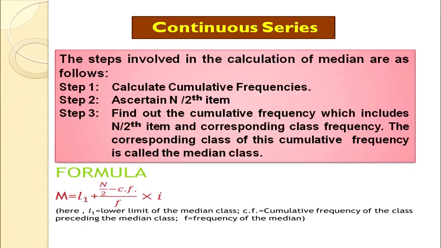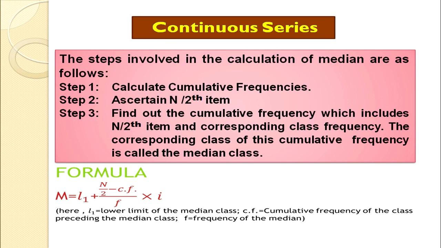Now we can discuss how we can compute median in case of continuous series. In this, step 1 remains the same. You need to arrange the data, and along with that, you need to compute cumulative frequencies. After that, once you have computed cumulative frequencies, you need to ascertain the n by 2th item. Now what will this give? It gives the median class. It tells about the median class.